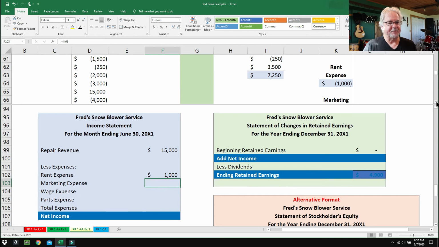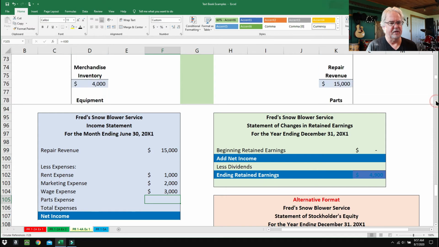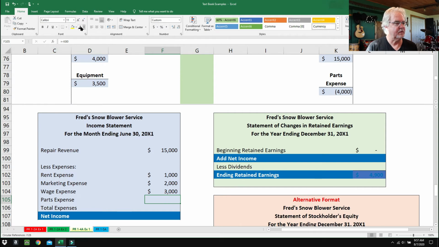It doesn't matter, but just know we're just going to subtract it, whatever it is. Marketing expense. Got negative 2,000 there. We'll put it right down here. There it is, 2,000. Wages expense, coming down to wages expense. There we are, negative 3,000. I'll just have it here as 3,000. Parts expense. There we are, 4,000, okay. Now, total expenses. All we're going to do is add up these expenses. There we go, and 10,000.